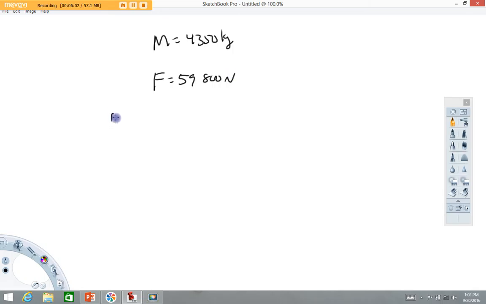So part A says, what is the acceleration? So use Newton's second law. Force equals mass times acceleration. They give you a force. They give you a mass. Then you can solve for the acceleration. Parts B and C are motion questions. If you read them, one says, how fast will it go after 6 seconds, and the other is how far.